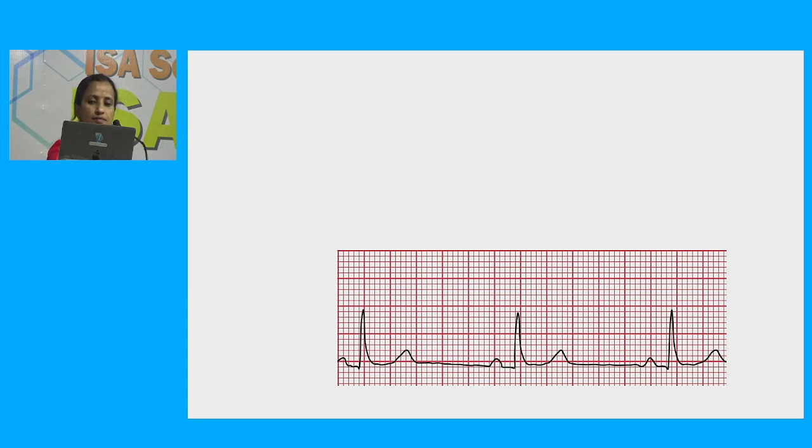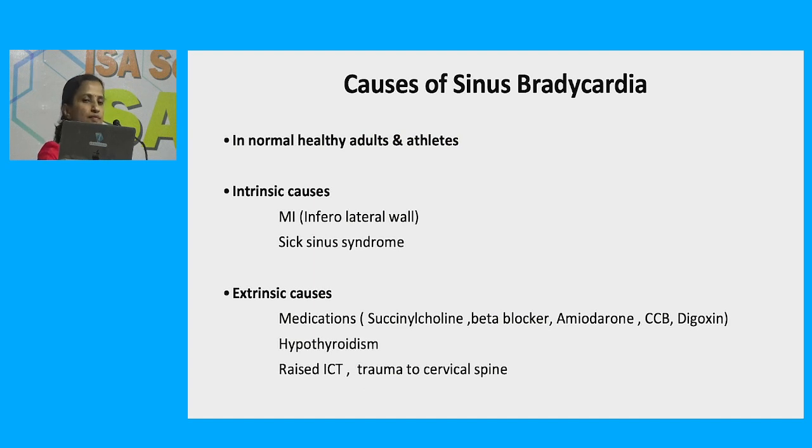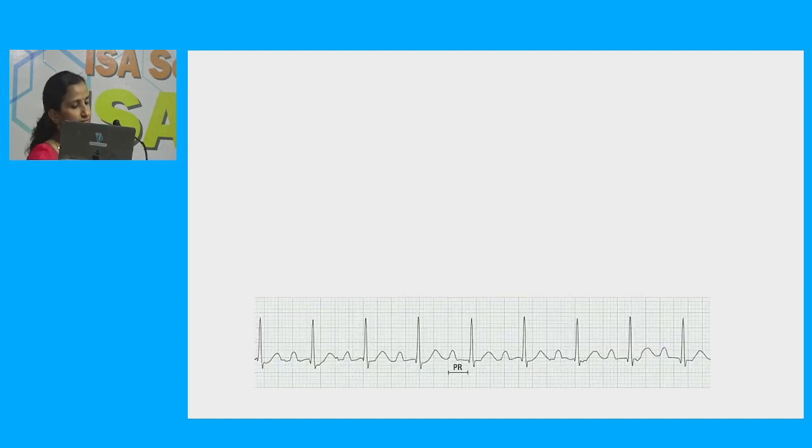This ECG shows a heart rate of around 50 beats per minute. Morphology of P, QRS and T are normal, each P wave is followed by a normal QRS complex, and the PR interval is also normal. So this ECG suggests sinus bradycardia. Causes? Sinus bradycardia can be seen as a normal variant and also in pathological conditions like myocardial infarction. That you have to know, since the time is running.